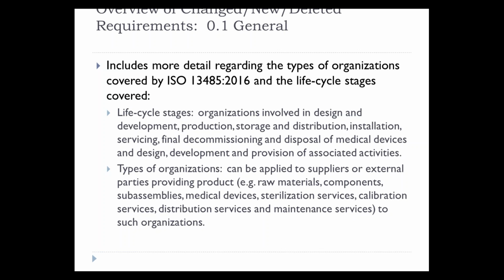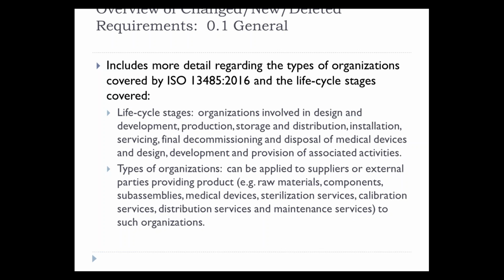Regarding life cycle stages, it indicates that organizations involved in design and development, as well as production, storage and distribution, installation, servicing, final decommissioning, and disposal of medical devices, and the design, development, and provision of associated activities, are all included in the scope of 13485. Previously, this wasn't made clear, although many different types of organizations, as opposed to traditional legal manufacturers, were pursuing certification. Now it just makes it clear.